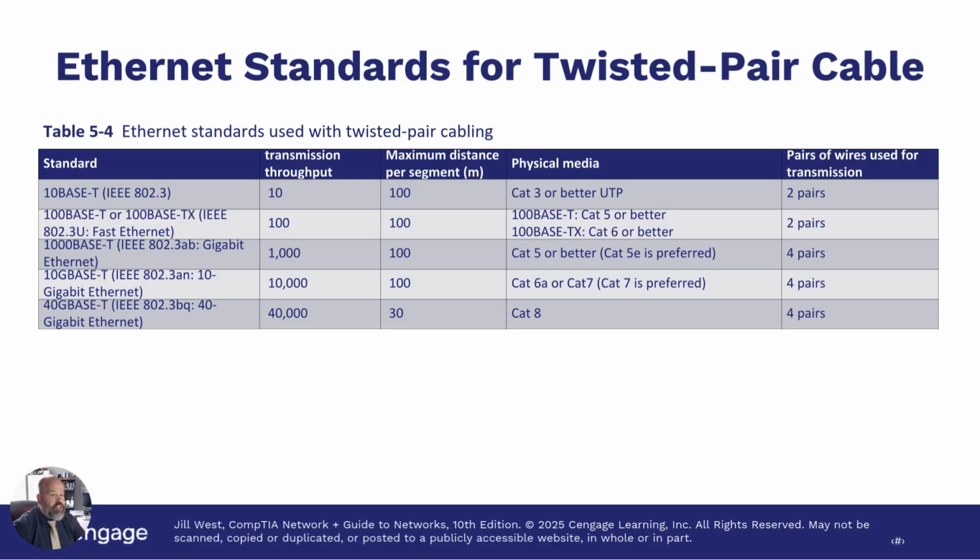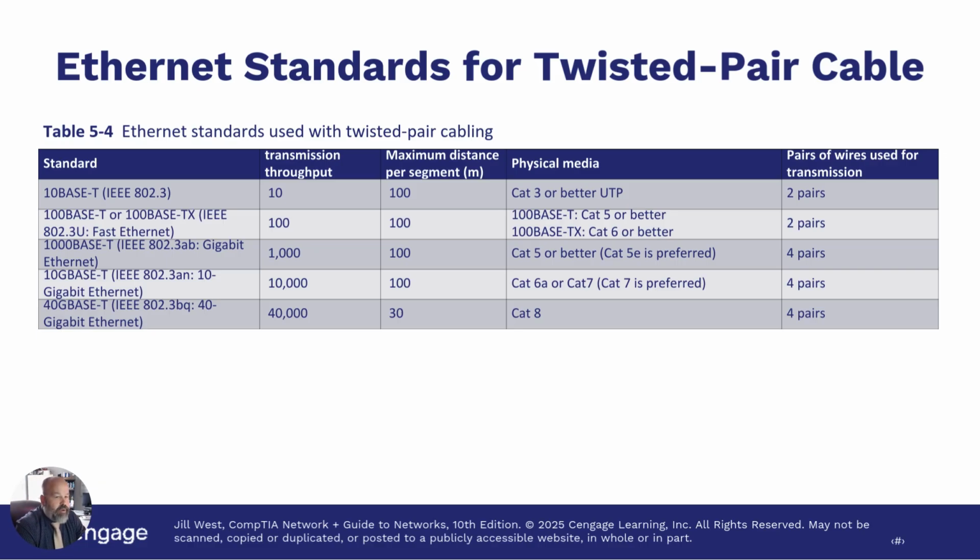This right here is your cheat sheet for Ethernet standards. So we've got the 10BASE-T running at 10 megabits per second over Cat3 cable, all the way to the blazing fast 40GBASE-T pushing 40,000 megabits per second over Cat8. So that's like going from your 10-speed bike all the way to like a rocket.